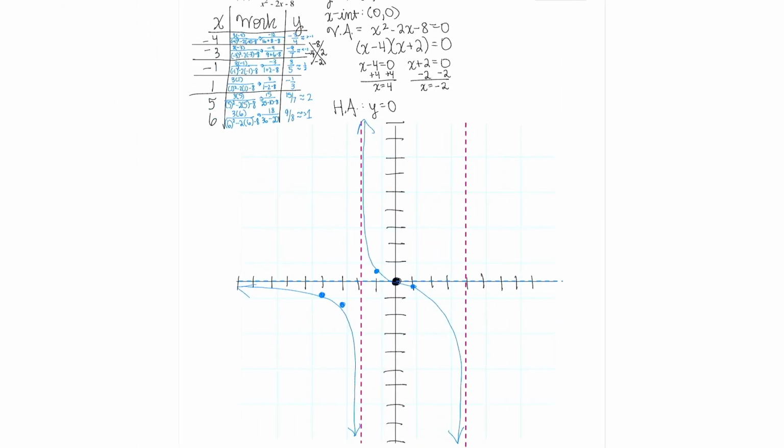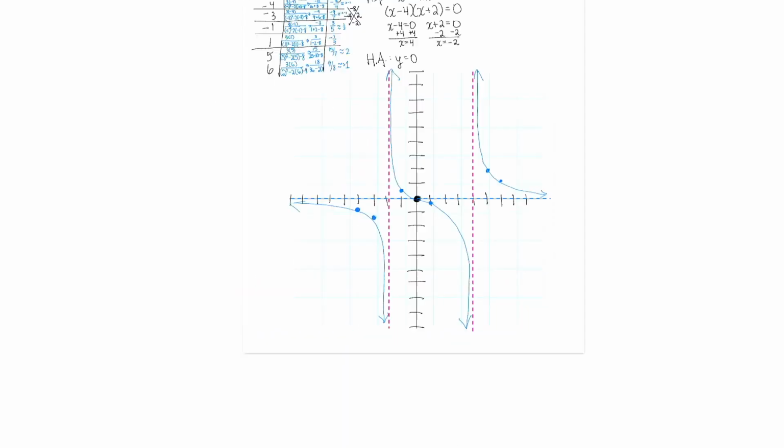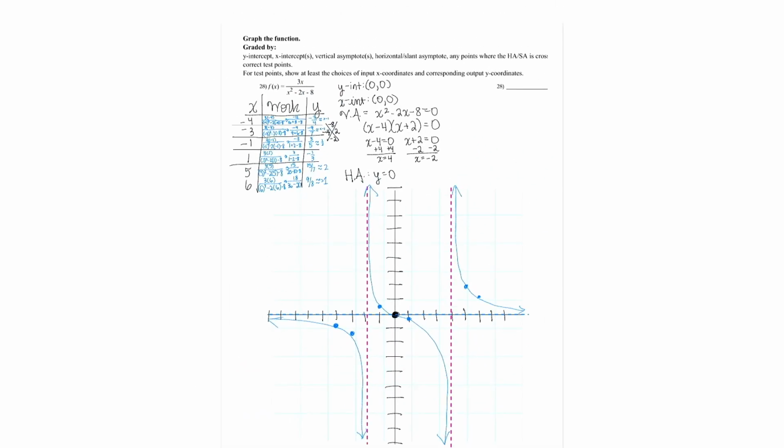All right, so 5, we're going to have 2, which is here. And then you can already kind of tell the shape that it's going to be. It's going to come down like this. So that is all of number 28.